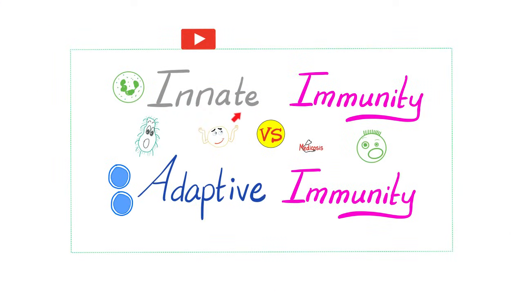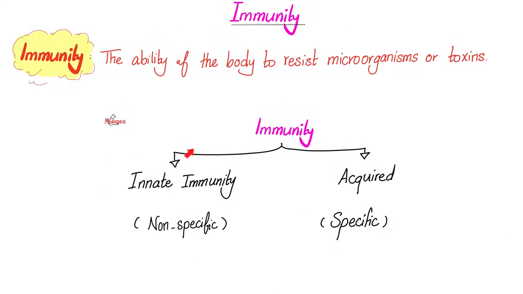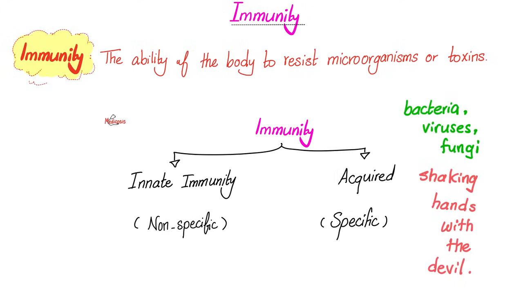Let's compare between innate and adaptive. Innate immunity is natural, meaning you were born with it, but it's very non-specific. Acquired is adaptive. You were not born with it. You have to acquire it by training. And this is specific. Like training with whom? Training with the gym trainer? Oh, shut up. Training with foreign invaders.